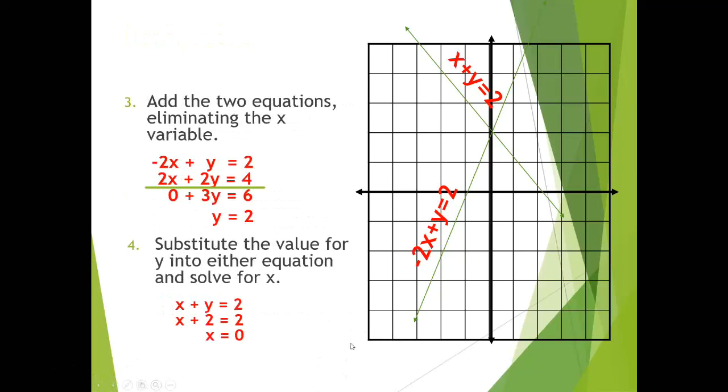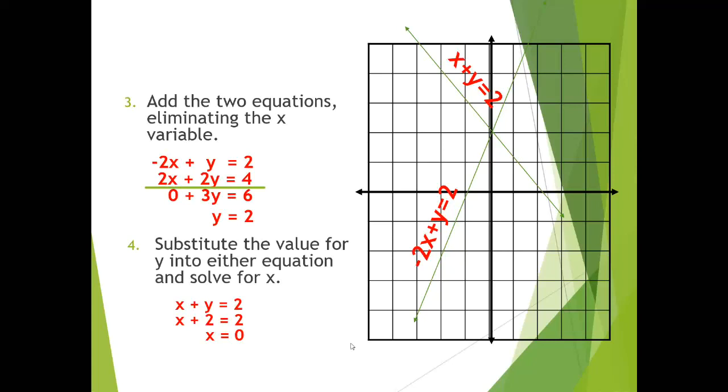And here we have it. Negative 2x plus 2x is 0. y plus 2y is 3y. 2 plus 4 is 6. And now I have a little equation that I can solve for y by dividing both sides by 3. y is equal to 2. So that's the y coordinate of my point of intersection.